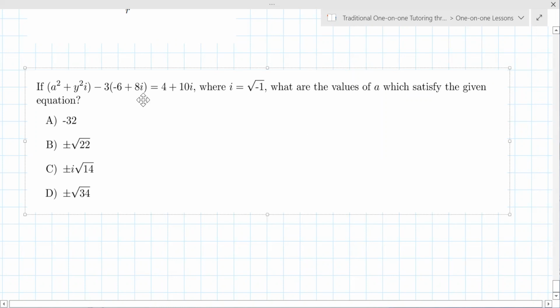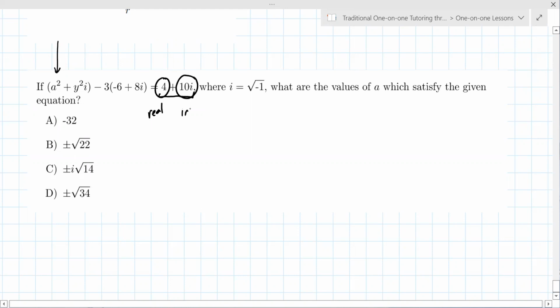So if a squared plus y squared i, minus 3 times minus 6 plus 8i, equals 4 plus 10i, where i equals the square root of negative 1, what are the values of a which satisfy the given equation? So this looks pretty complicated, potentially. We want a right there. And what you probably don't know, or don't really care about, is that this is a complex value equation, but there's a real part, and then there's the imaginary part.